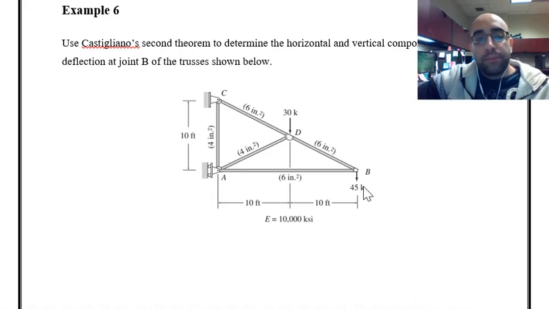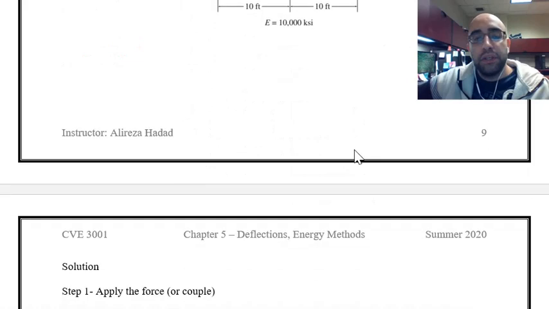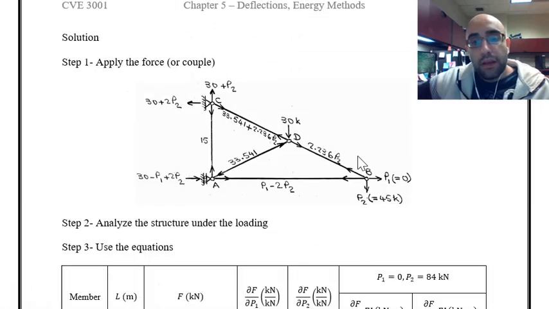Now we want to use Castigliano's second theorem, and I have to analyze the truss only once. But the thing is that I have to include two loads. One vertical force at joint B and the other one is a horizontal force at joint B, and both of them should be in terms of a parameter like, for example, P1 and P2 or PH and PV. As you can see, that's what I have over here.